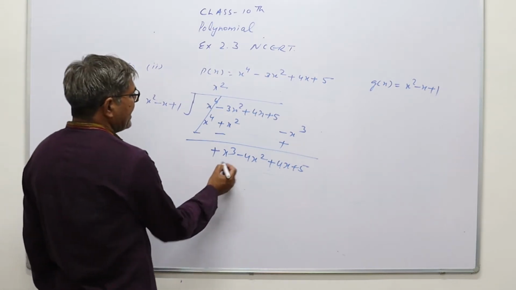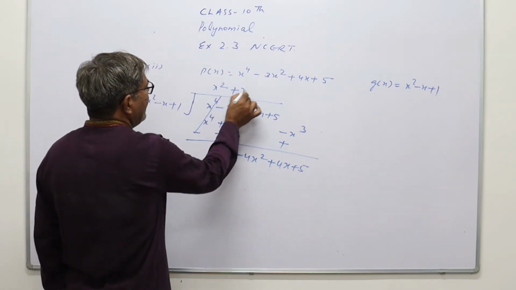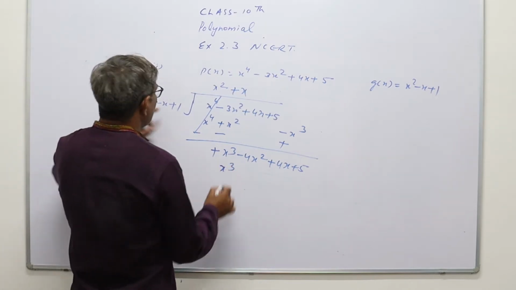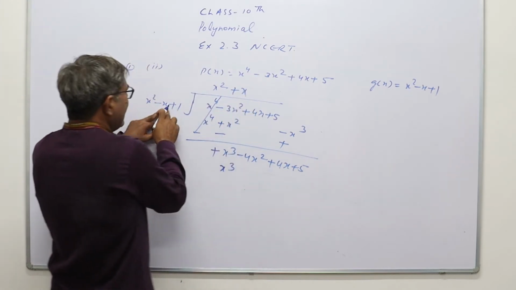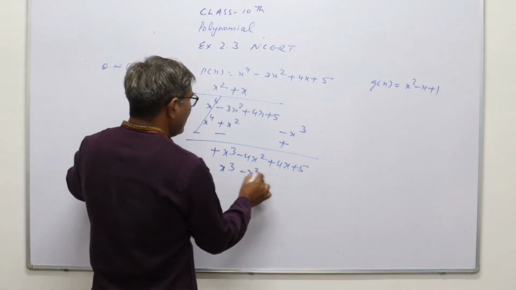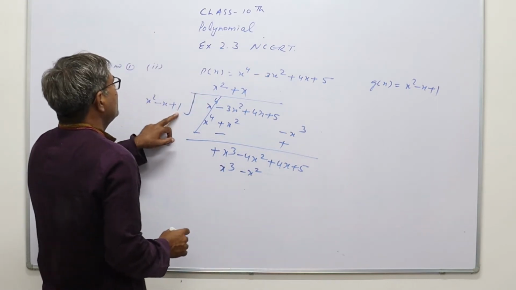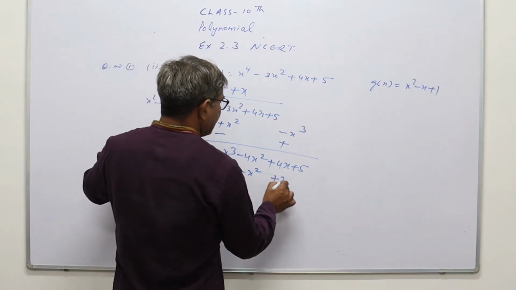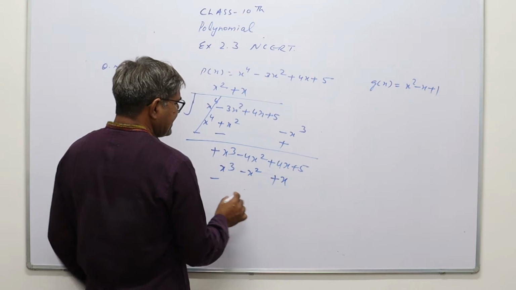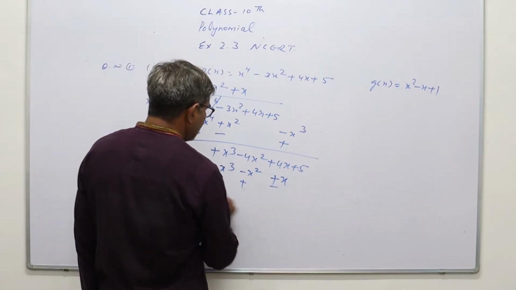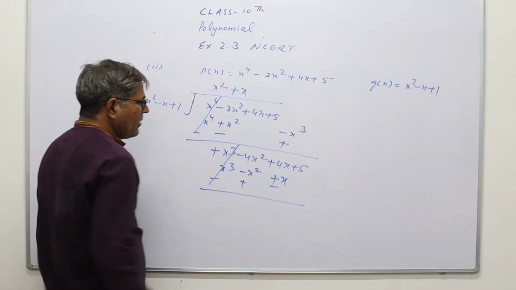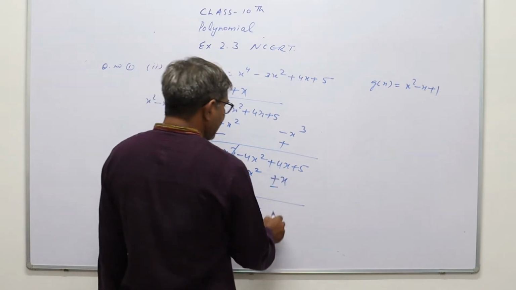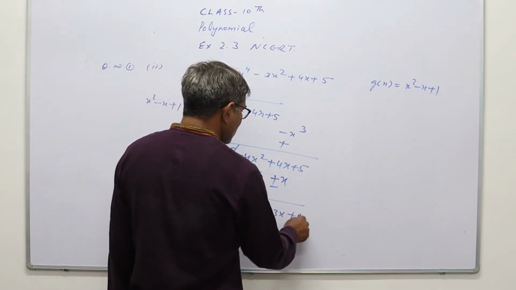Again see, the highest degree term is x cube. So if we multiply the divisor by x, then x into x square is x cube, plus x into minus x is minus x square, and x into 1 is plus x. On subtracting, change the sign, minus, plus, minus. So this term will cancel out, minus 4x square plus x square, that is minus 3x square, 4x minus x, that is 3x, plus 5.